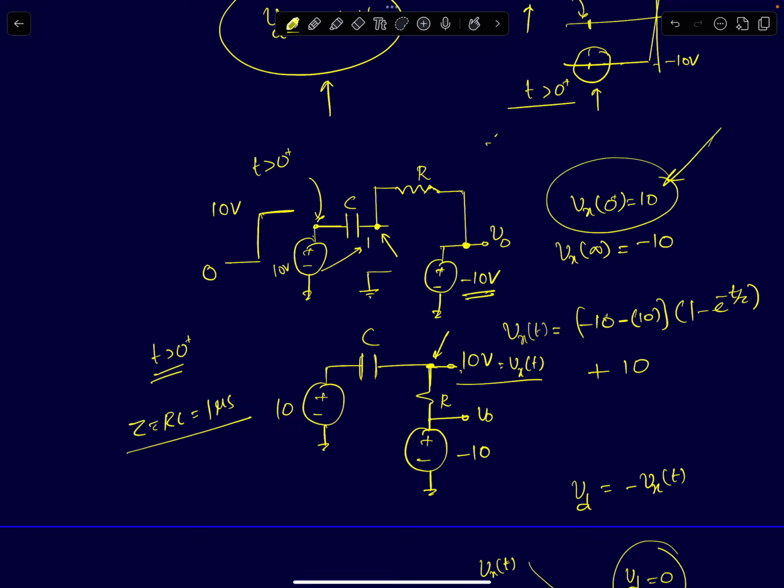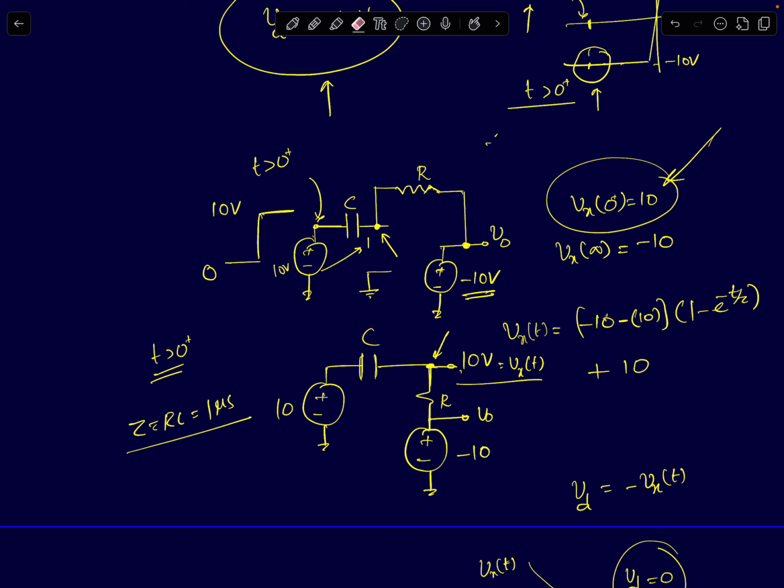It starts off at 10 volts shown here. And the final value, when is the steady state achieved in the circuit? The steady state is achieved when the capacitor will act like an open circuit, or when the current in the circuit goes to 0. So whenever you have a series RC circuit, the steady state is achieved when the current in the circuit goes to 0, right?